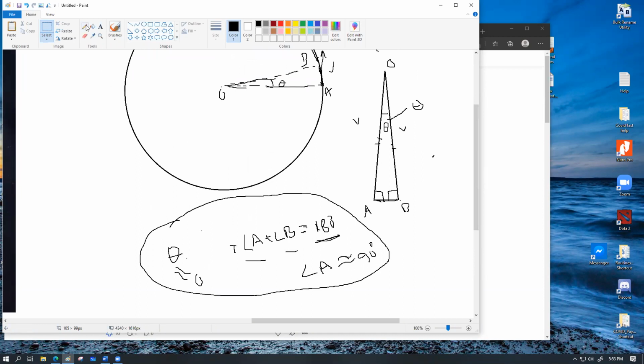This is supposed to be an A. It doesn't look like an A, it looks like a B. Yes, sir. So this is an A. So the sum of these two angles is supposed to be 180 degree. And from this isosceles triangle, we can see very well that A and B are equal.